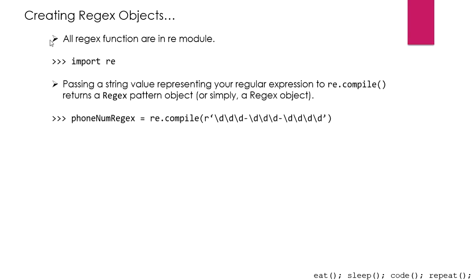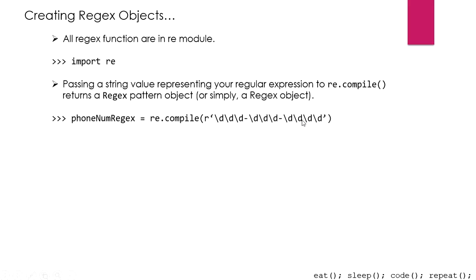Passing a string value representing your regular expression to re.compile returns a regex pattern object, or simply a regex object. Here phoneNumRegex is the object we have created using the re.compile function of the re module, and we have written r in quotes followed by the pattern that we need.